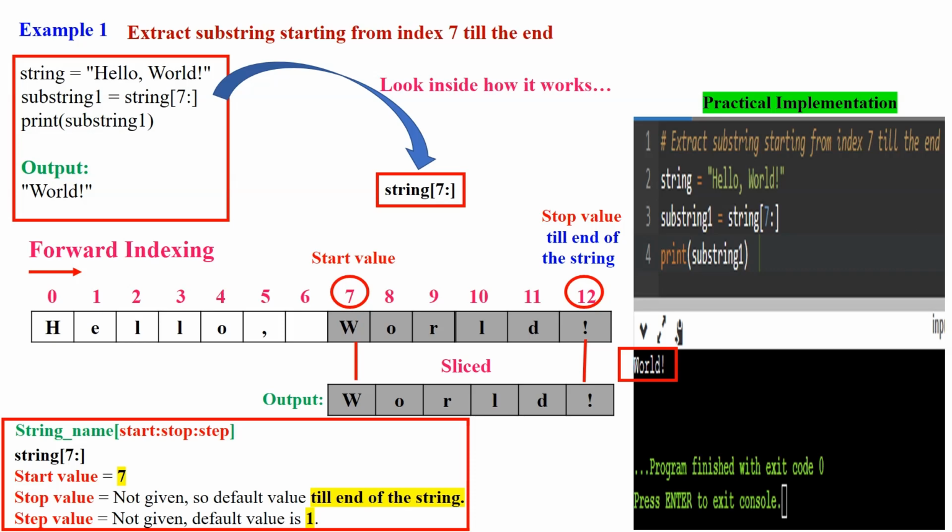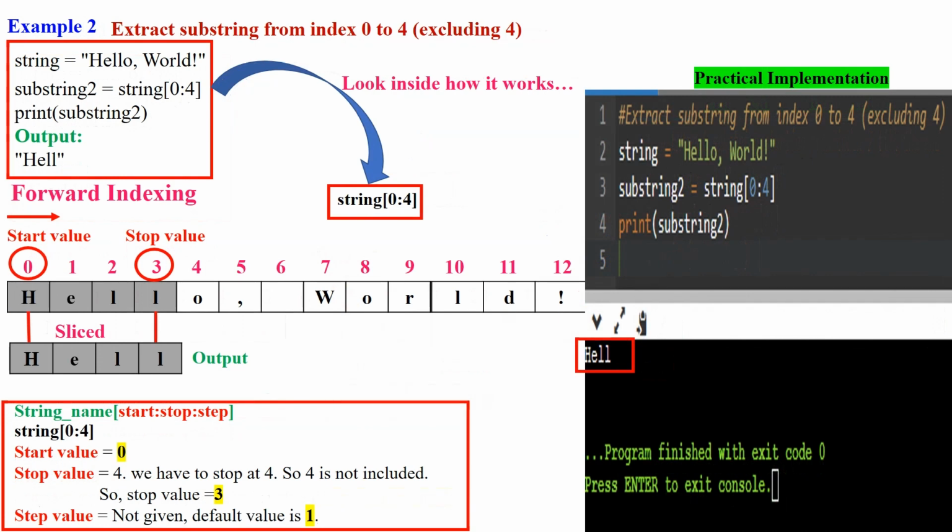Here, the start value is 7. The stop value is not given, so we take the default value, which is the end of the string. Here, the end of the string is index value 12, which holds the exclamation point. The step value is also not given, so we take the default value as 1. As the step value is positive 1, we move in the forward direction, that is forward indexing. So finally, we get the output as World!, starting from the 7th position till the end of the string.